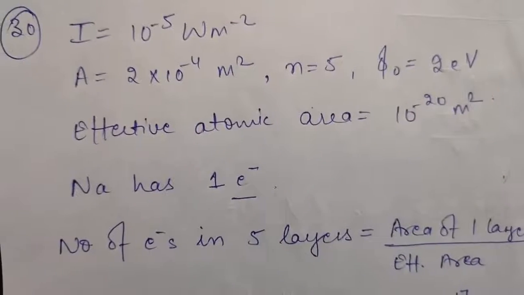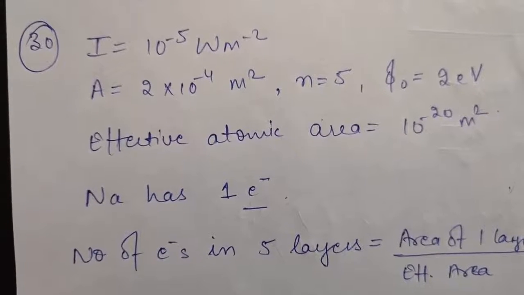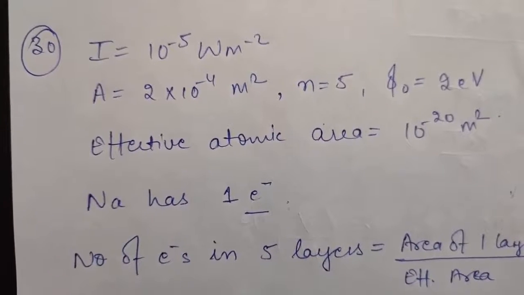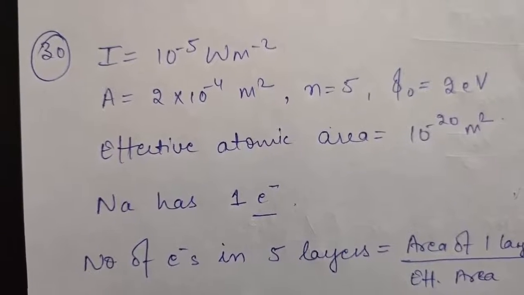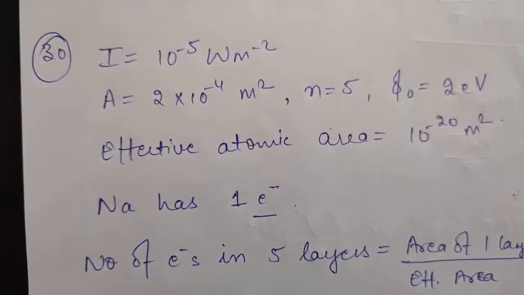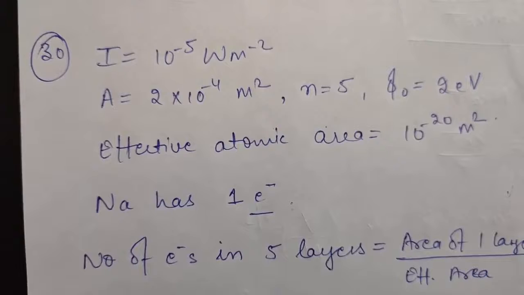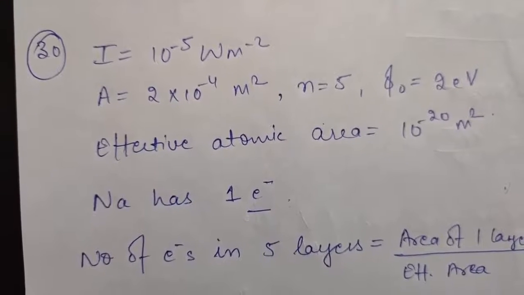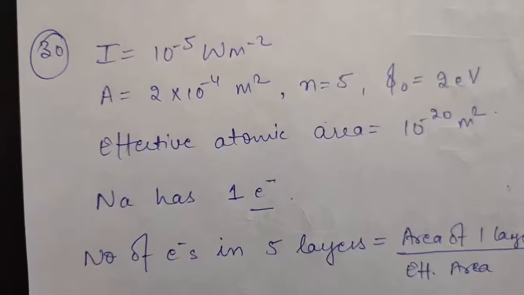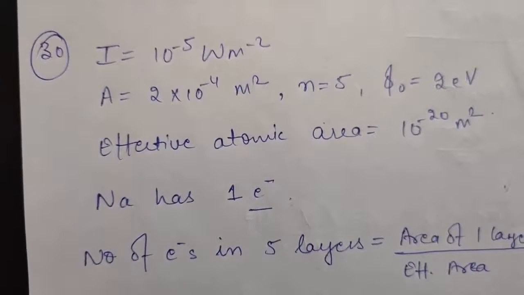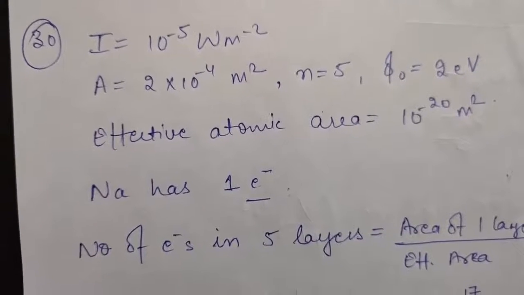Okay, so next is question number 30. It says light of intensity 10 to the power minus 5 watt per meter square falls on a sodium photocell of surface area 2 centimeter square. Assuming that the top 5 layers of sodium absorb the incident energy, estimate the time required for photoelectric emission in the wave picture of radiation. The work function of the metal is given as 2 electron volt, and you have to tell what is the implication of your answer. Effective atomic area is given to be 10 to the power minus 20 meters square.